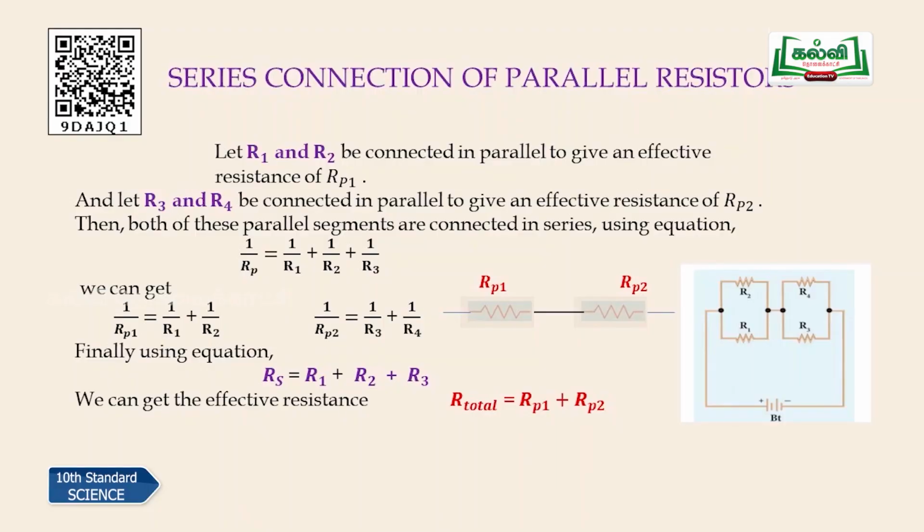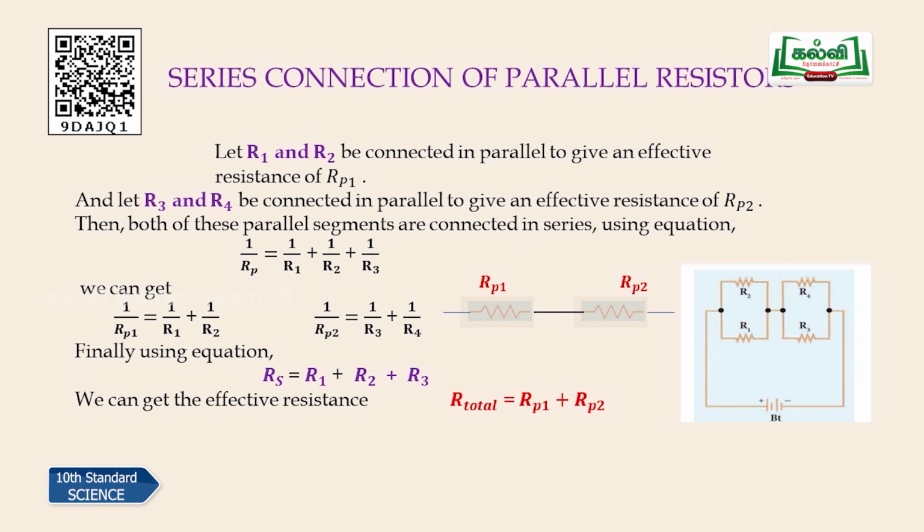Now we are going to see the next part, series connection of parallel resistors. Here I have taken two resistors R1 and R2 connected in parallel to give an effective resistance of Rp1, and R3 and R4 connected in parallel to give an effective resistance of Rp2. Then both of these parallel segments are connected in series. Using the equation 1 by Rp is equal to 1 by R1 plus 1 by R2 plus 1 by R3, we can get 1 by Rp1.